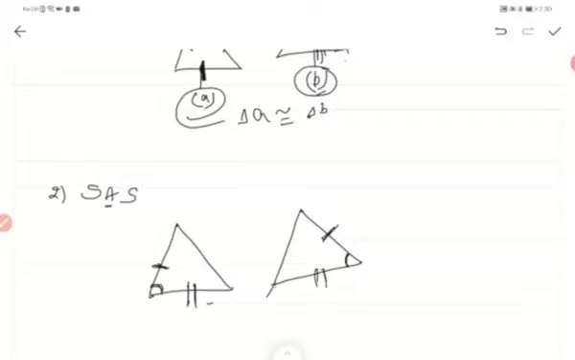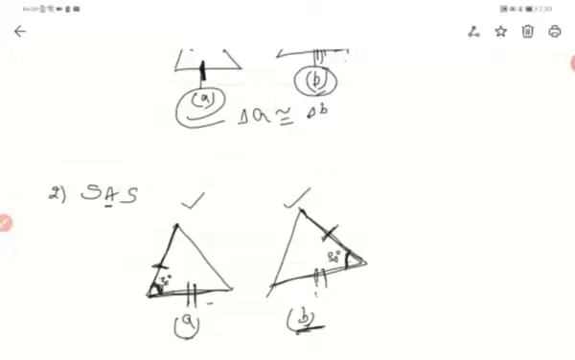What does included angle mean? These two sides are there in triangle B. With both sides, the included angle should be the same. So if this is 30 degrees and this is also 30 degrees, then you will say that these two triangles are congruent. This is the second criteria.